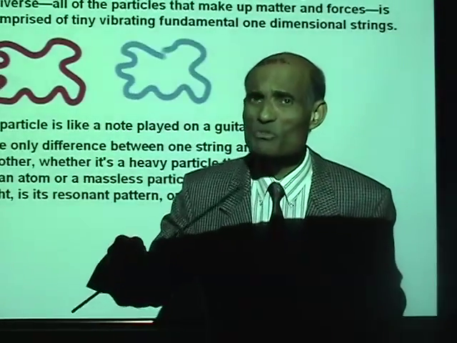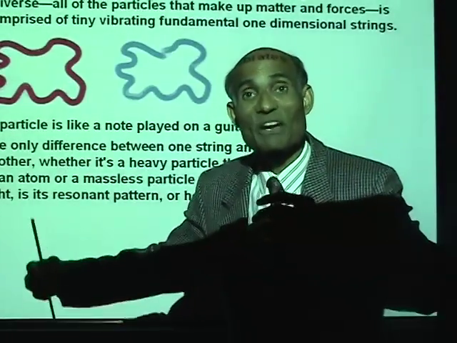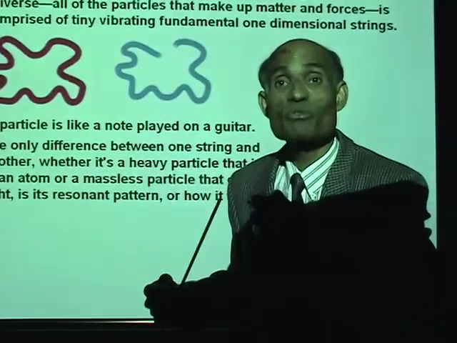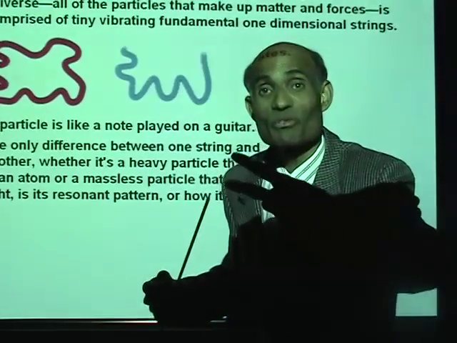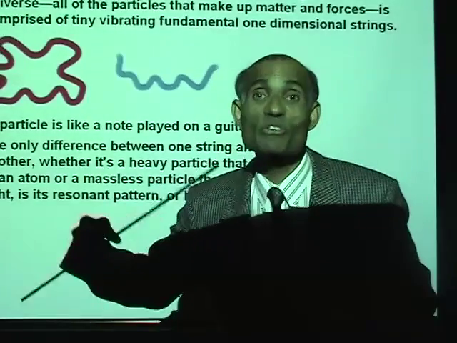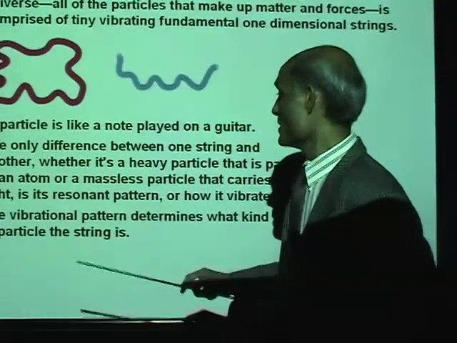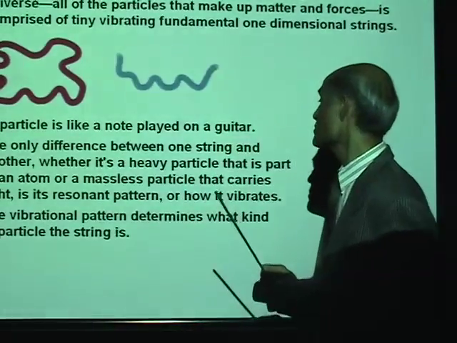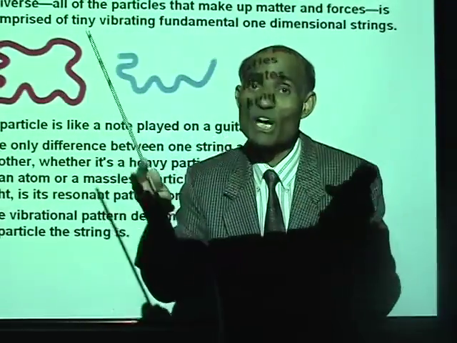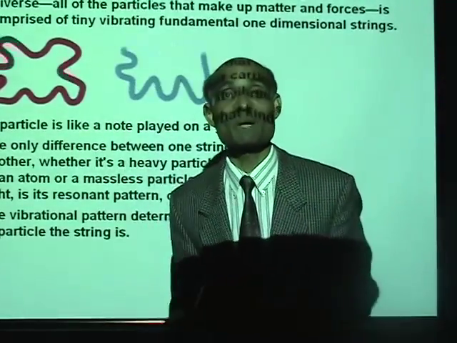Now I'm sure you are able to understand the meaning of resonant patterns. I showed you the different resonant patterns of the string. A string can resonate with its fundamental frequency, or twice the fundamental frequency, 3 times the fundamental frequency. Each of those resonant modes represents a fundamental particle. The vibrational pattern determines what kind of particle that string is. So it's the pattern of vibration that determines the kind of particle the string represents.